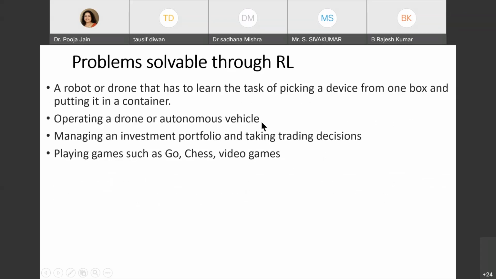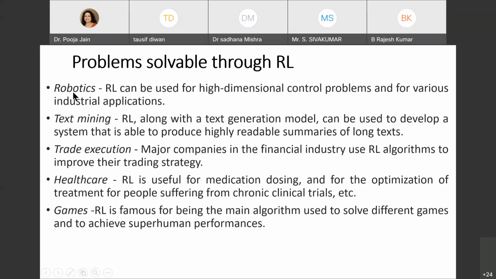Then the various kinds of problems that can be solved using reinforcement learning. We will take the detailed section in the next slide. In robotics, text mining, trade execution, healthcare, gaming, these are all the fields in which reinforcement learning is performing tremendously well. Suppose we take the example of robotics. We want to train a robot for picking an item from the table and putting it on another table. This is just an example for which we can train the robot using reinforcement learning.